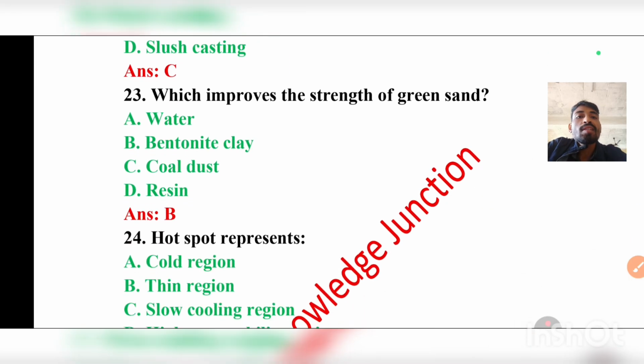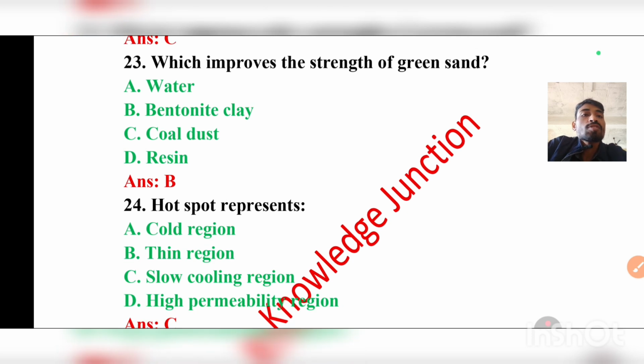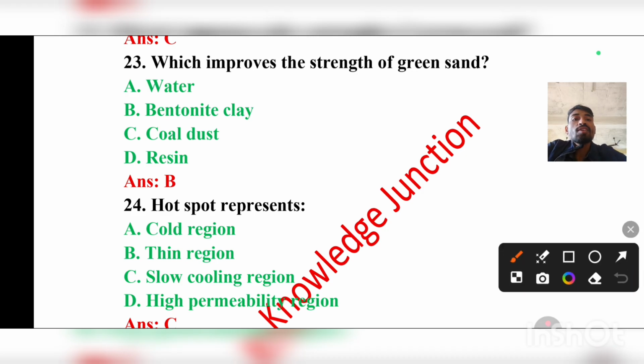Question number 23 is which improves the strength of green sand? The options are water, bentonite clay, coal dust or resin. The correct answer is your B, that is your bentonite clay.